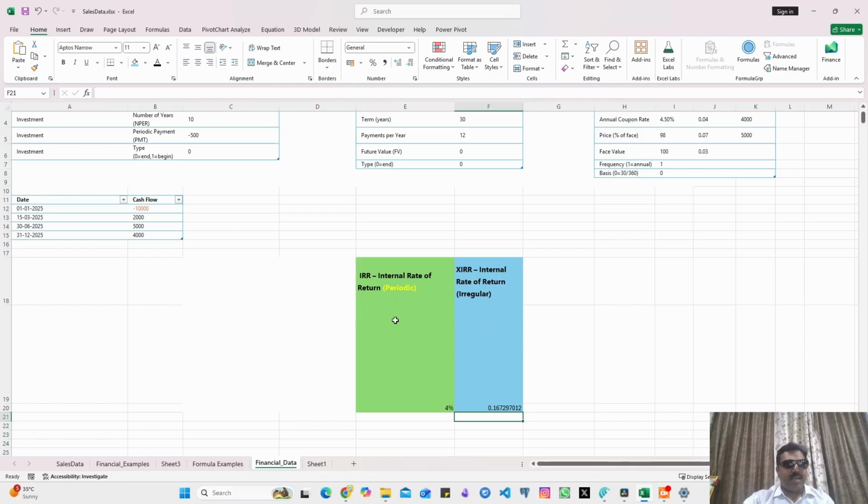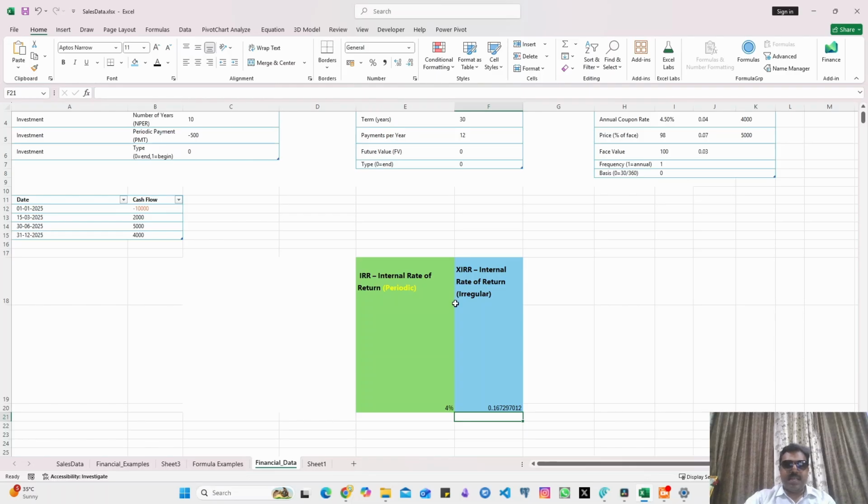While standard IRR, internal rate of return, periodic, assumes your returns happen like clockwork once a year, the real world is unpredictable. XIRR allows us to calculate the internal rate of return for cash flows that are non-periodic. By assigning a specific date to every transaction, Excel's internal clock evaluates the exact time elapsed between payments.